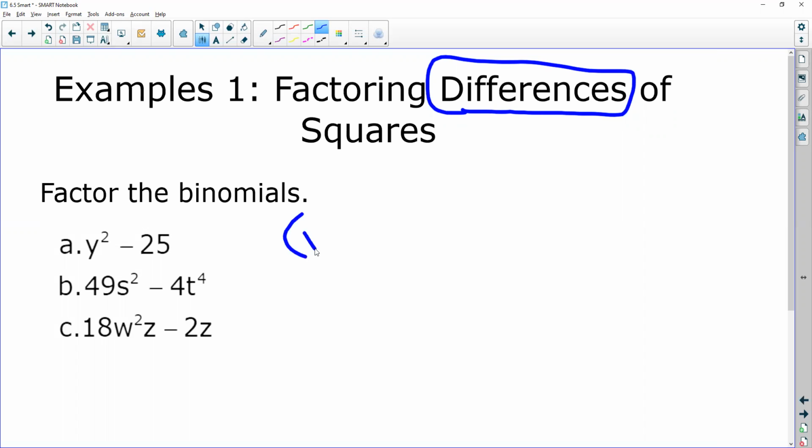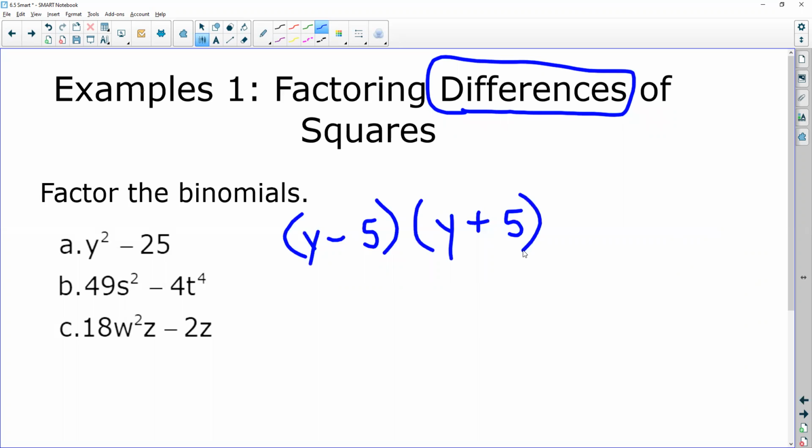So when I see that, I'm going to do y plus 5, the bases of each square. Y times y is y squared, and 5 times 5 is 25. Y minus 5, y plus 5. And if I FOIL this out, I am going to get y squared minus 25.